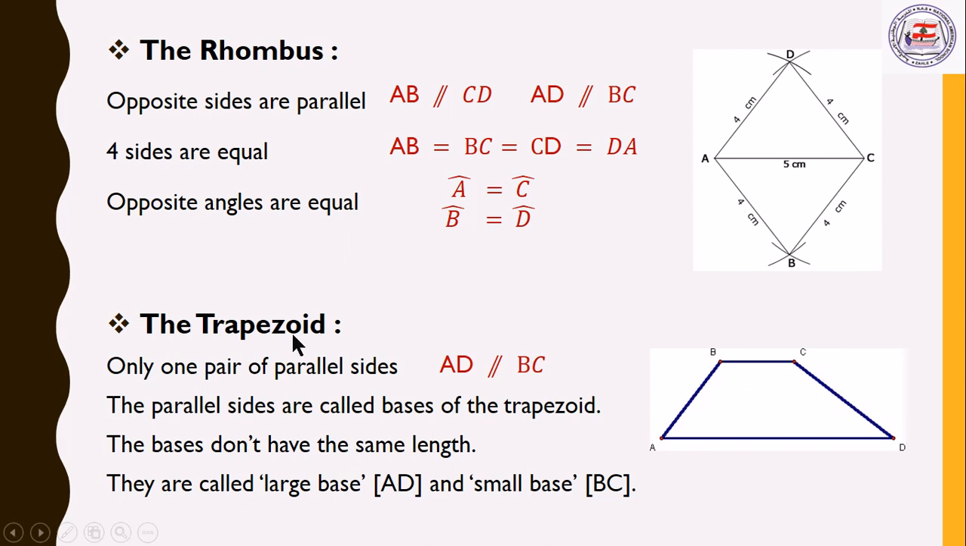The trapezoid. The trapezoid is different from the others. Only one pair of parallel sides. BC is parallel to AD only, while the other two sides AB and CD are not parallel. The parallel sides are called bases of the trapezoid. Now, they don't have the same length. They are called large base AD and the small base BC.